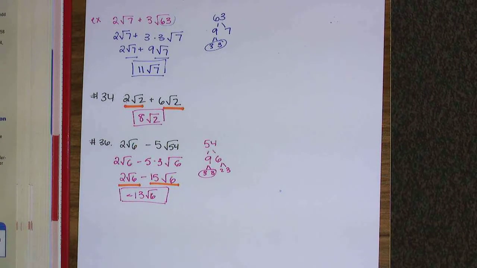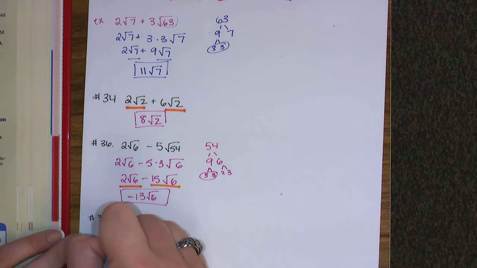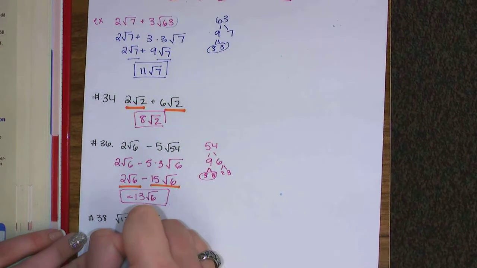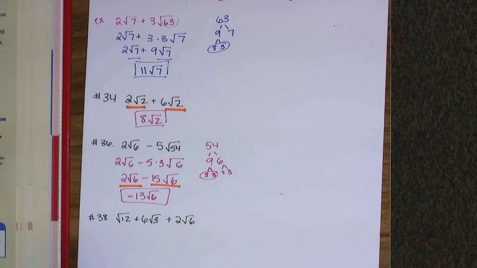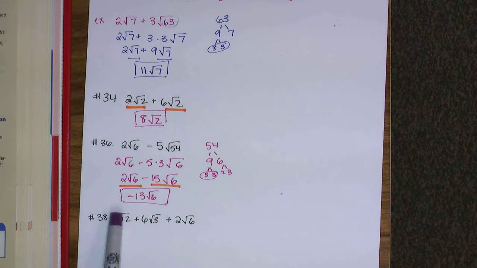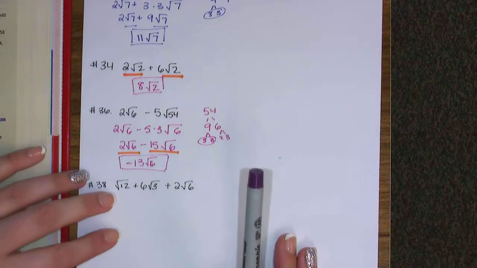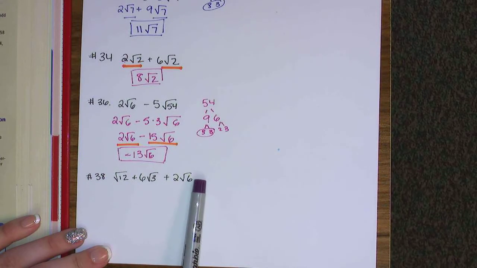Number 38. We have the square root of 12 plus 6 square root of 3 plus 2 square root of 6. Right now I have no like terms. Square root of 3, that's as simple as it can get. We already said the square root of 6 is as simple as it can get.